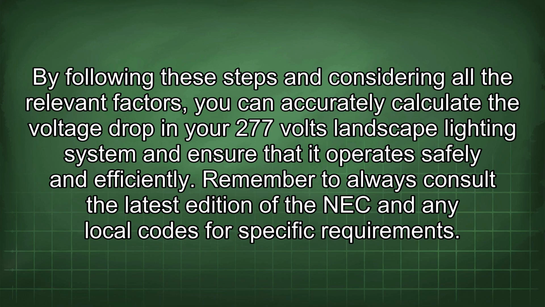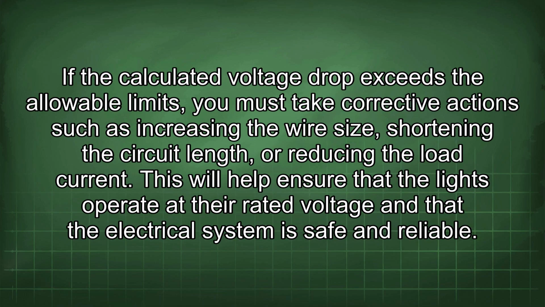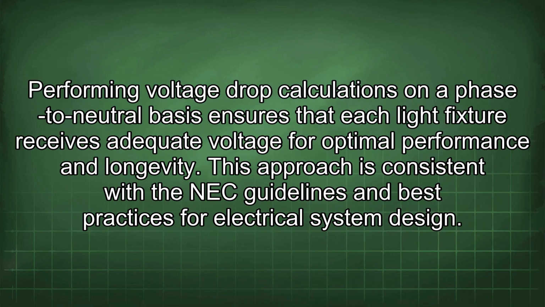Remember to always consult the latest edition of the NEC and any local codes for specific requirements. If the calculated voltage drop exceeds the allowable limits, you must take corrective actions such as increasing the wire size, shortening the circuit length, or reducing the load current. This will help ensure that the lights operate at their rated voltage and that the electrical system is safe and reliable. Performing voltage drop calculations on a phase-to-neutral basis ensures that each light fixture receives adequate voltage for optimal performance and longevity. This approach is consistent with the NEC guidelines and best practices for electrical system design.